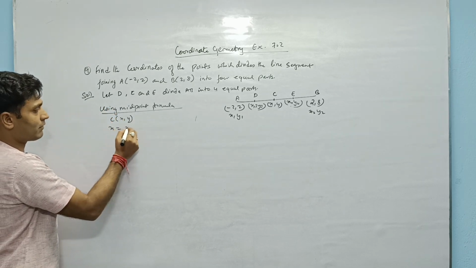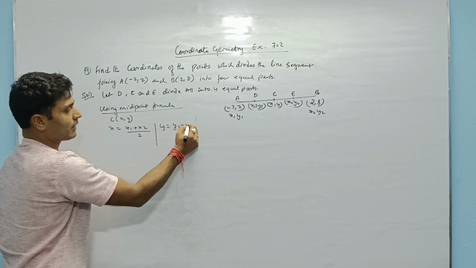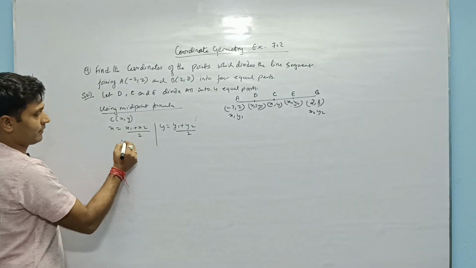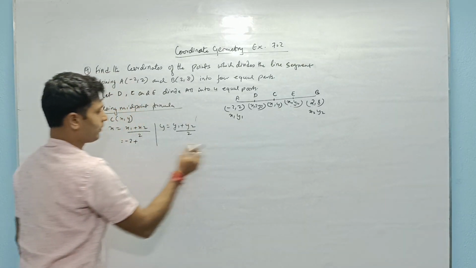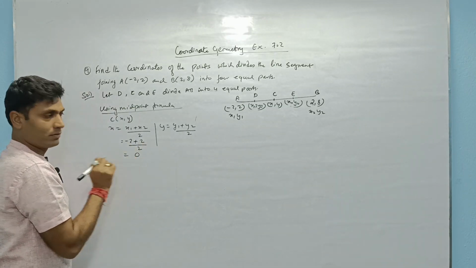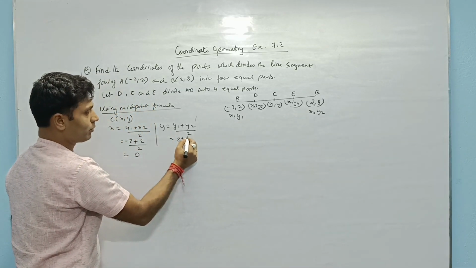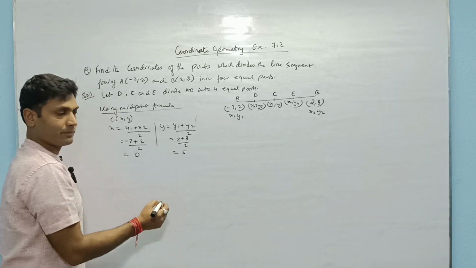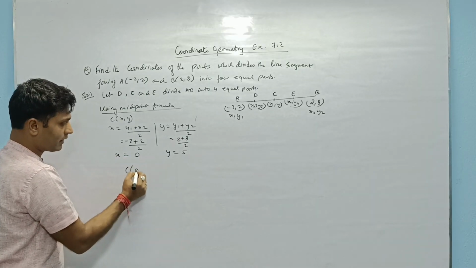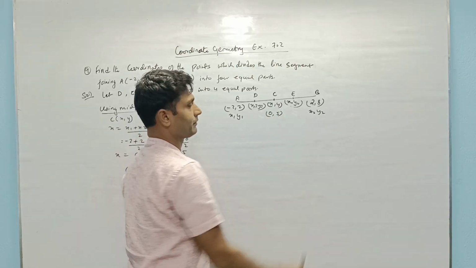So we can write here x is equal to (x1 plus x2) by 2 and y is equal to (y1 plus y2) by 2. So what is x? Minus 2 plus 2 by 2. This is simply 0. 2 minus 2 is 0. What is y? This is 2 plus 8 by 2, this is equal to 5. 2 plus 8 is 10, divided by 2 is 5. So we got C is what? 0 comma 5. I'll write here, okay, 0 comma 5.